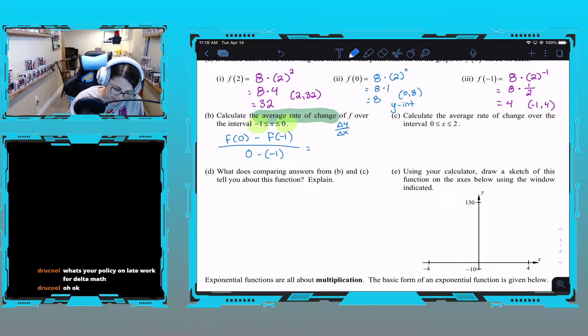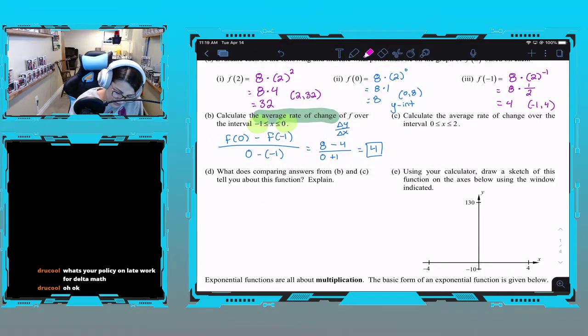So f of 0, its value was 8. So we're going to have 8 minus f of -1 was 4 all over 0 minus -1. Double negative, that's a plus. So we really have 0 plus 1. So when the dust settles, we get a value of 4.